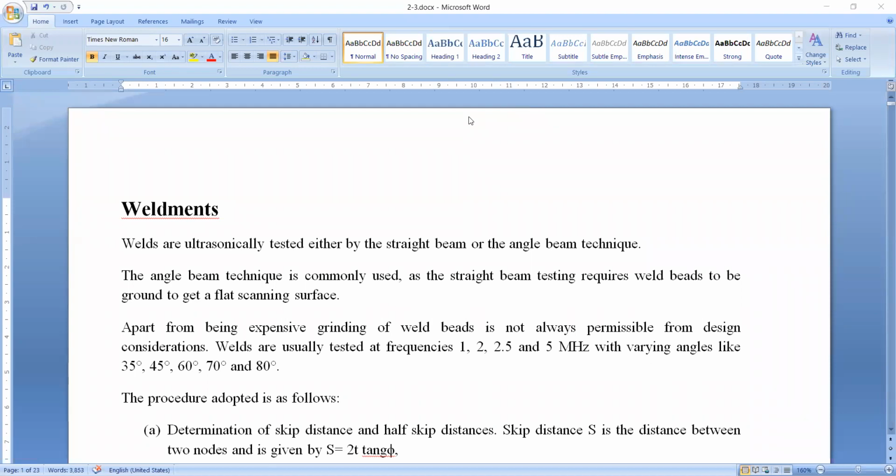Yes, sir. Screen visibility ఎలా ఉంది? Yes, sir. Yes. బాగానే ఉంది. Okay, thank you.